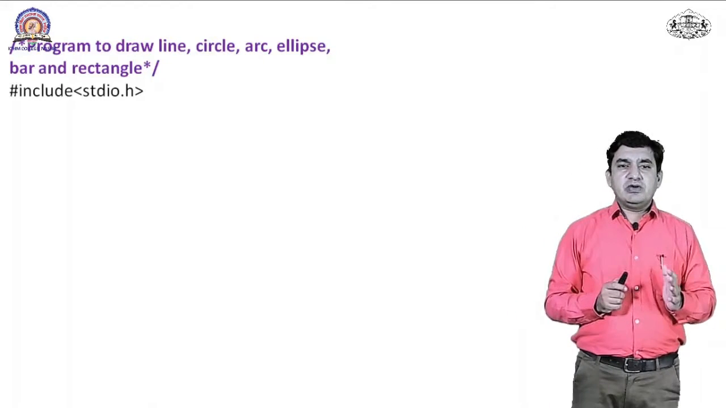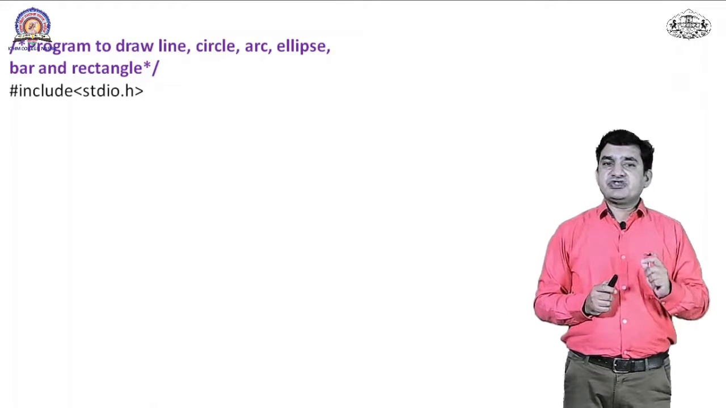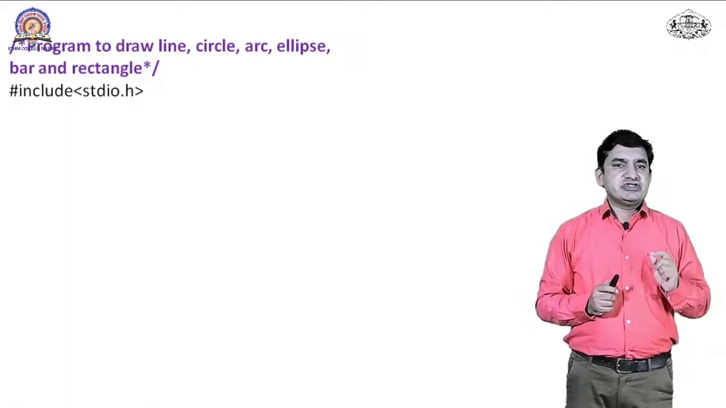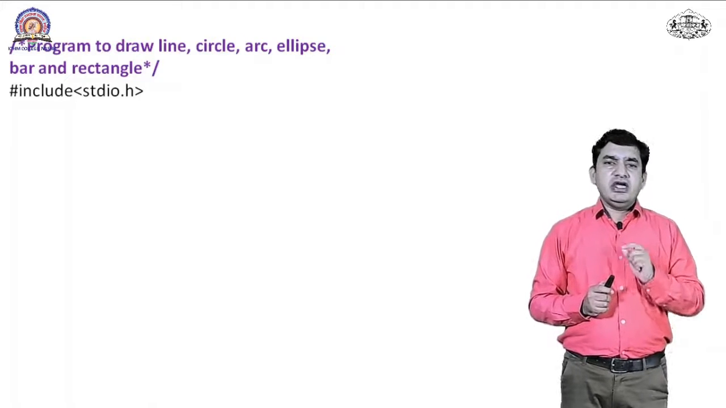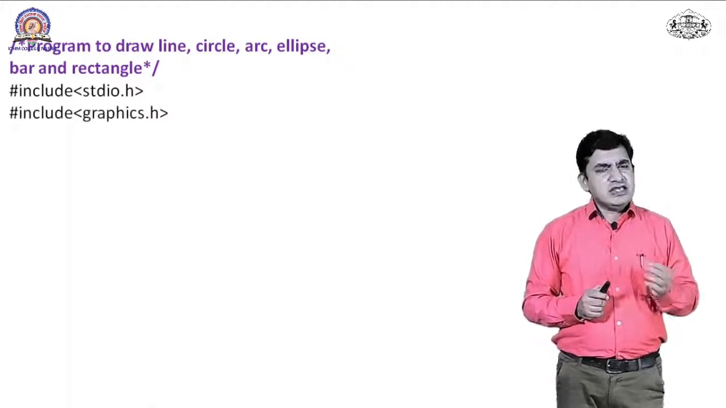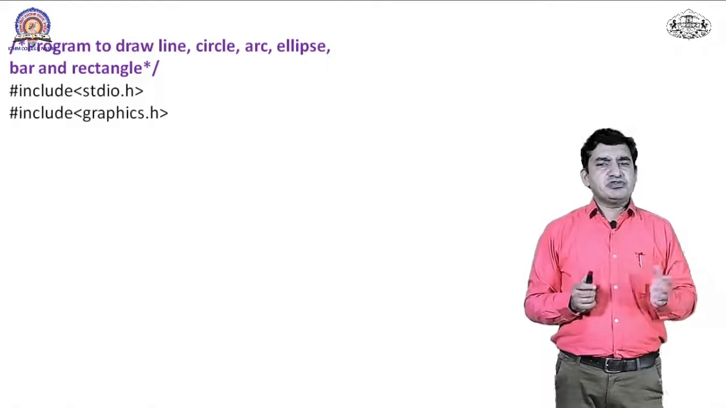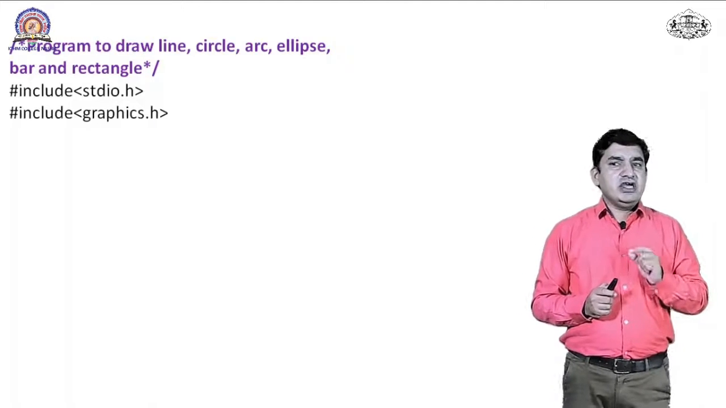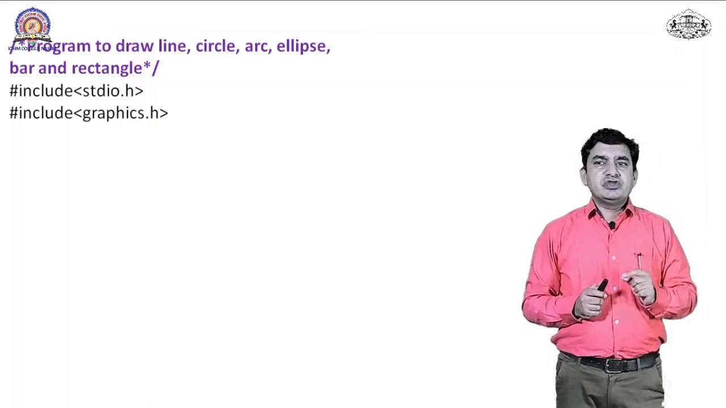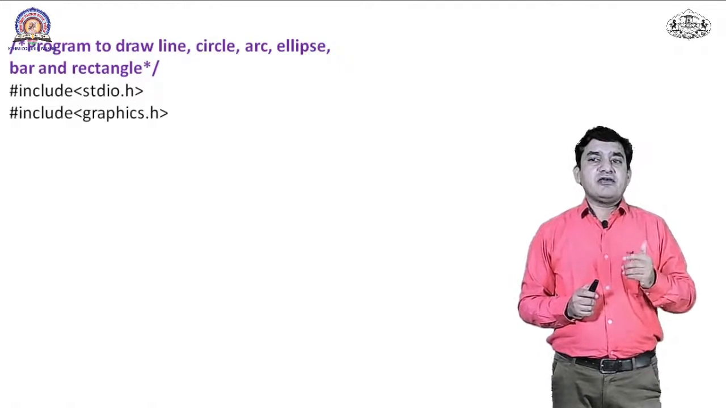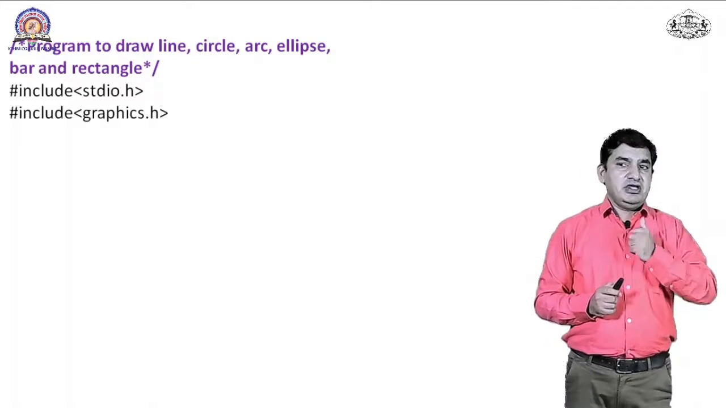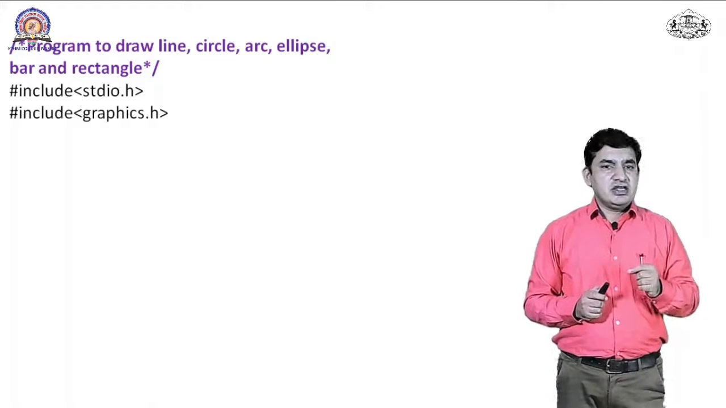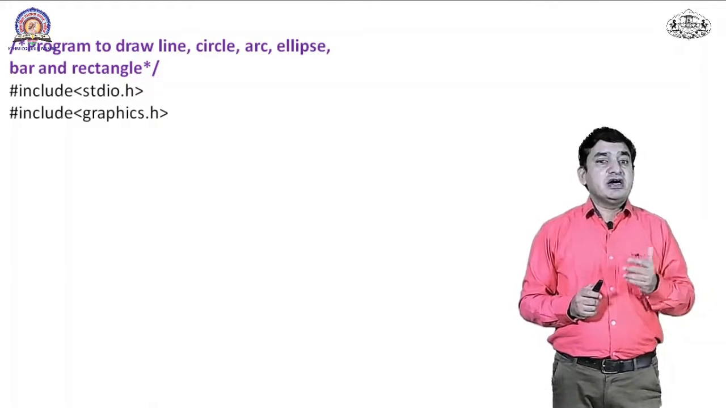First is hash include. Hash include is a preprocessor directive. stdio.h means standard input output, .h means header file. Next is hash include again, a preprocessor directive, graphics.h. Graphics.h is used to access the simple graphics library, which makes it possible to draw circle, line, ellipse, rectangle.